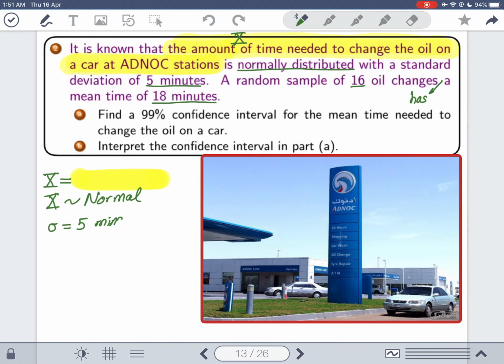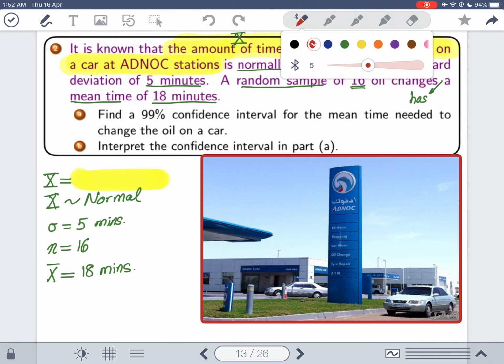Okay, it's good to always remember what the units are. Sigma is 5, and we have a random sample of 16 oil changes. So n, the sample size, is 16. Notice it's less than 30. A mean time means x bar, so this is the sample mean, because we took a random sample and found that its mean is 18 minutes. So you'll write 18 minutes here.